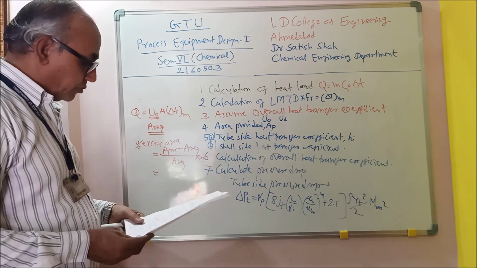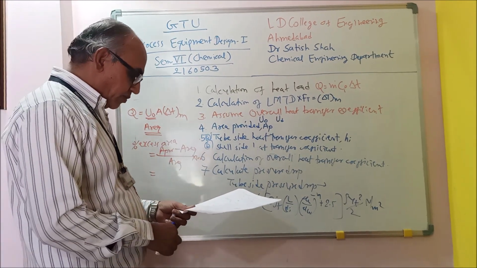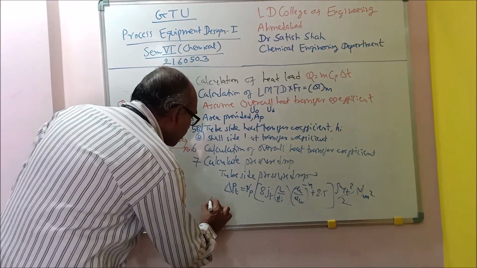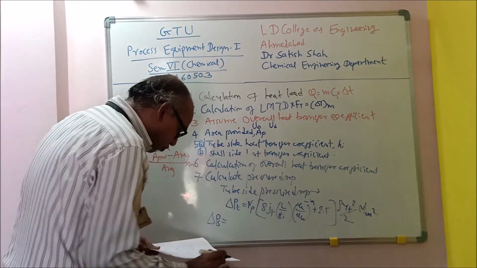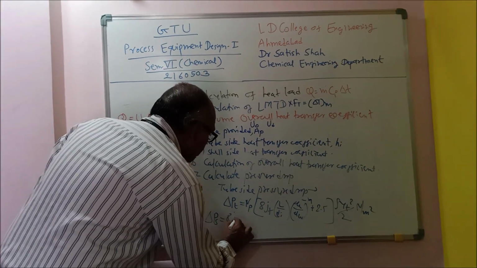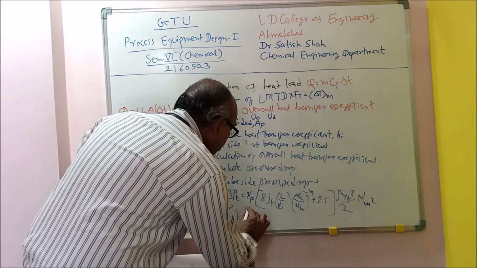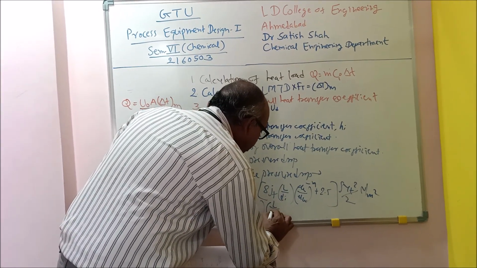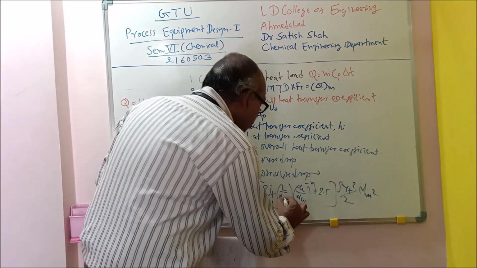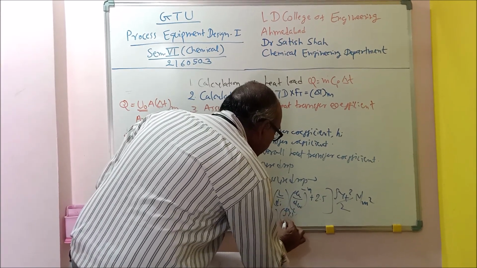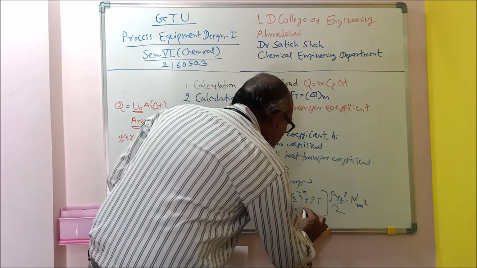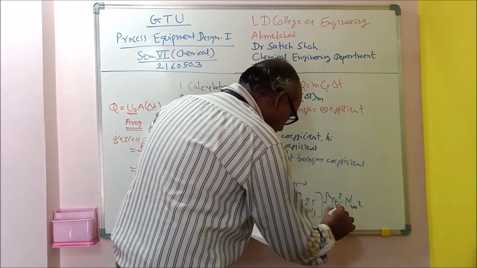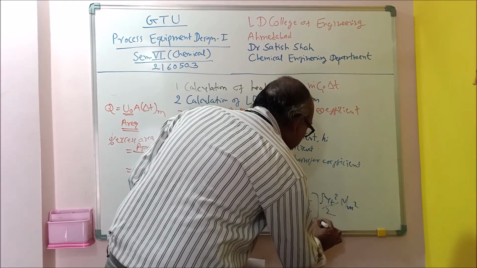Similarly, you will calculate the pressure drop for the shell side. Again, we have a similar type of formula, and that formula is delta PS equal to 8 JF into ds by dE into L by Bs into rho US square by 2 into mu by mu W raised to minus 0.14. This is also Newton per meter square.